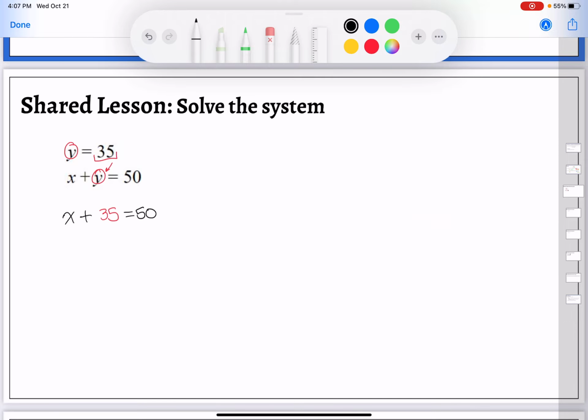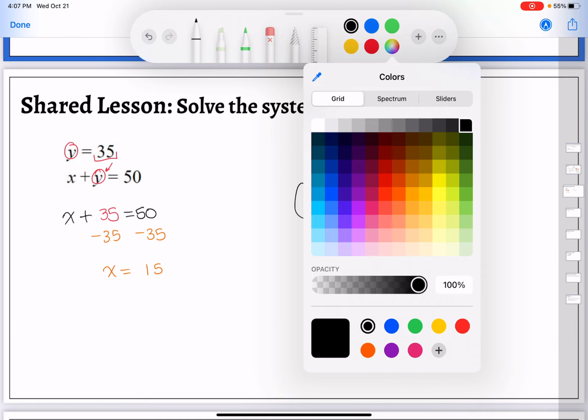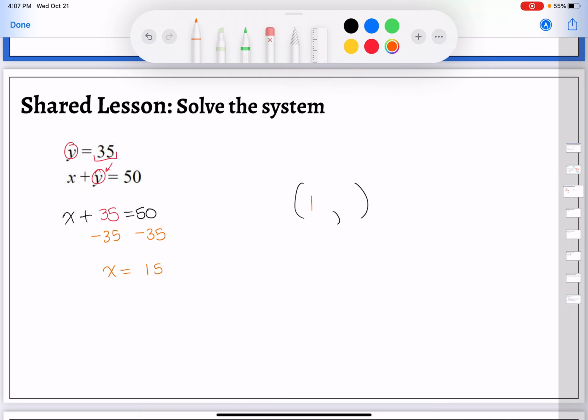Oh, well, that's an equation I can solve. So I subtract 35 on both sides, and I get x equals 15. Oh, well, now remember my solution is the point x comma y, right? Well, I just found that x equals 15. Sorry, my pen stopped working. There we go. X equals 15, and my top equation said that y equals 35, and there is the point really easily without having to graph anything, right?